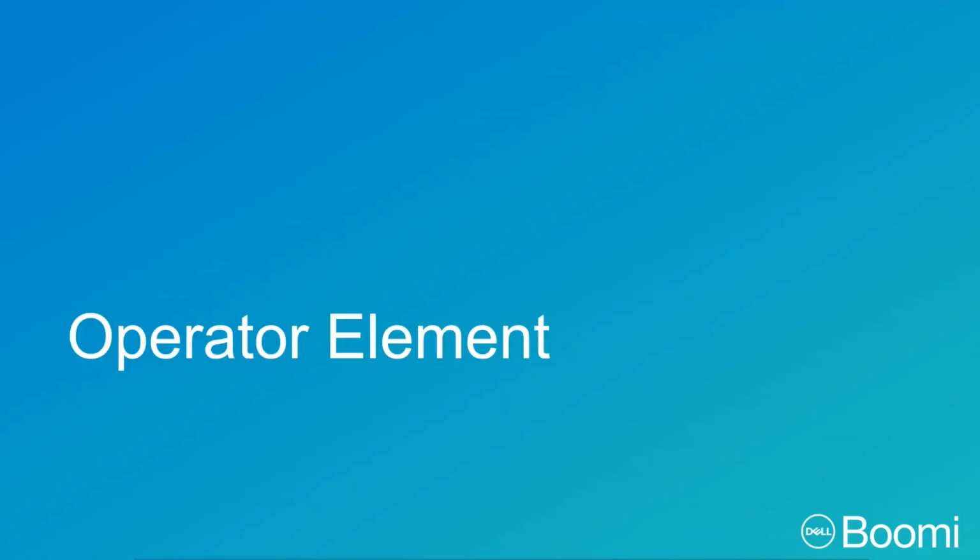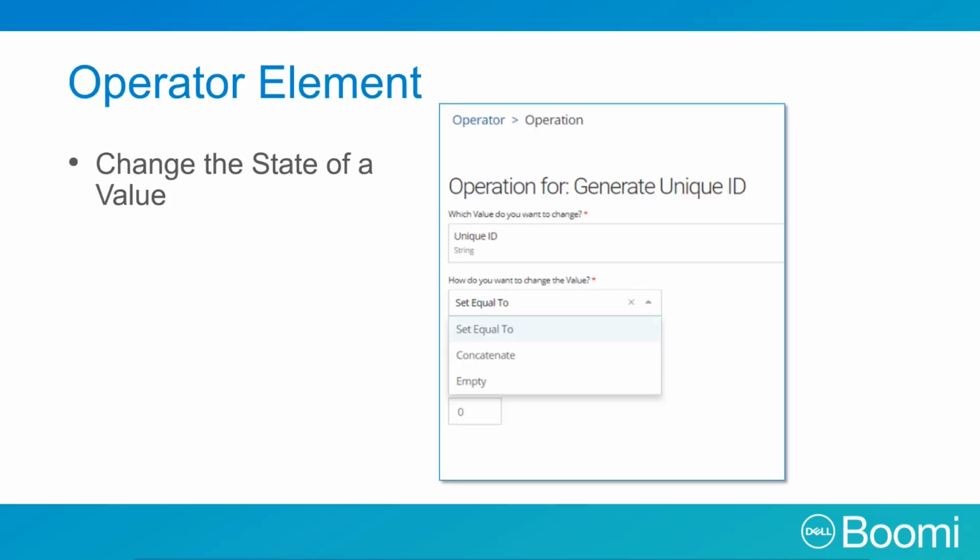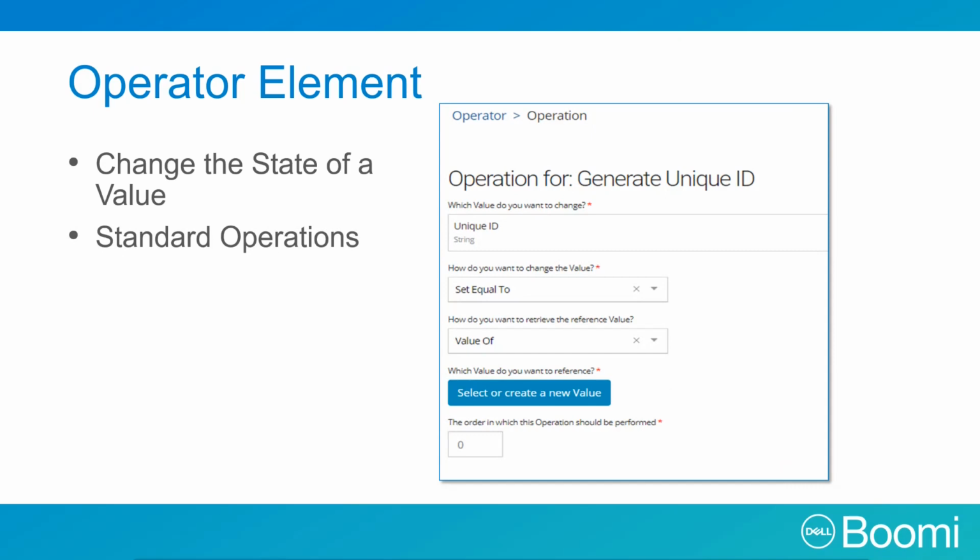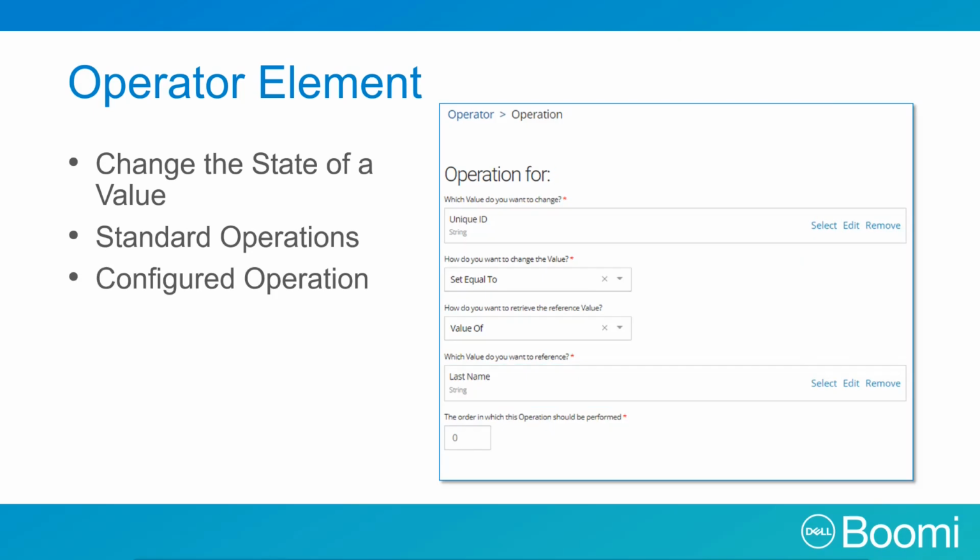In this section, we will speak about the operator element and how it can be used in Boomi Flow. The operator element allows you to change the state of a value. Changing the state of a string value is accomplished by concatenating values, emptying a value, or setting a value equal to another value. In this image, the unique ID value is going to be set equal to a value. This value can be selected from already created values, or it can be a newly created value. In the final image shown here, we see how the configured operation will appear in Boomi Flow when the unique ID string value is set equal to the last name string value.